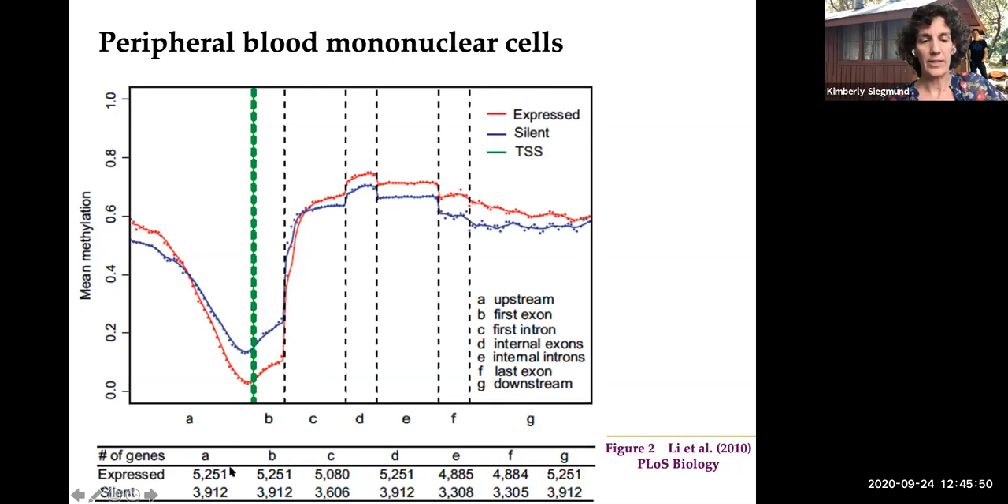So there are 5,000 expressed genes, 3,900 silent genes, and we see the same reversal of pattern that we saw from earlier. They're just breaking it up into some of these different regions of annotation that people look at. So people will look at upstream of the gene, first exon, first intron, other internal exons, introns, last exon, and downstream. And all of these, in the introns and exons, so the gene body essentially, and downstream, the expressed genes have higher methylation.